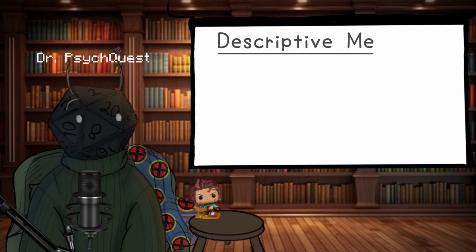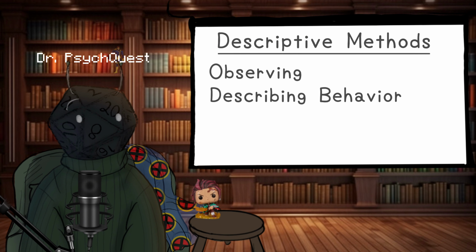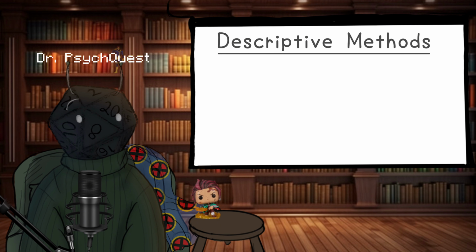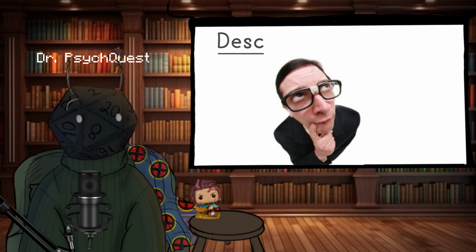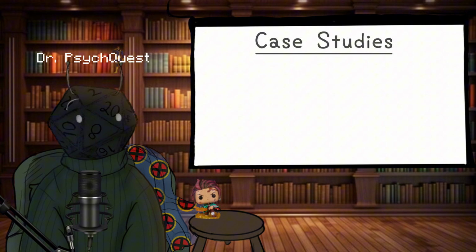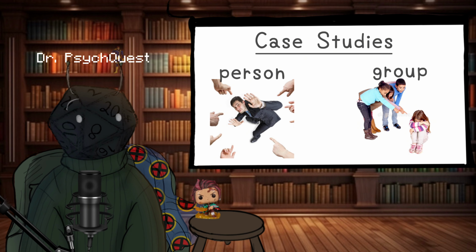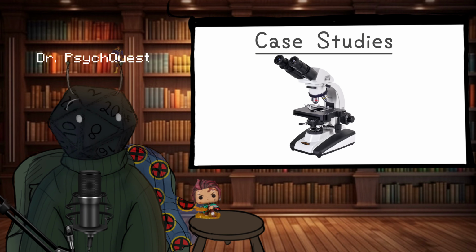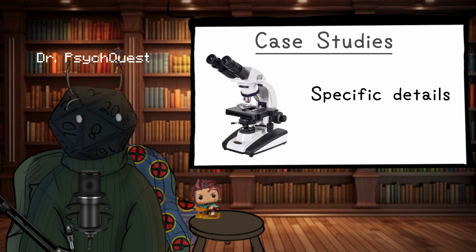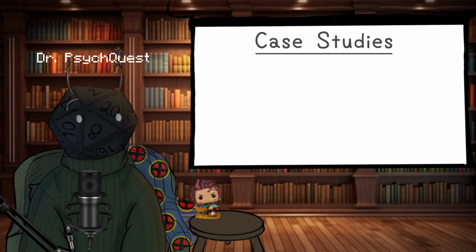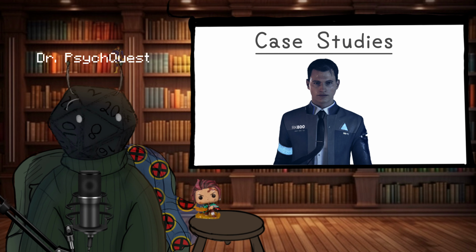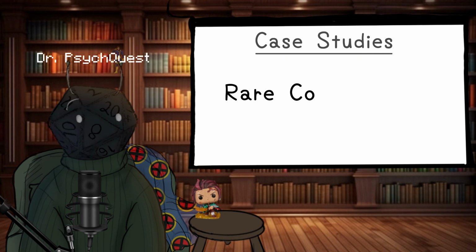First up, descriptive methods. These are all about observing and describing behavior. They're great for getting a snapshot of what's happening without worrying about the why. Take case studies, for example, which are kind of like an in-depth investigation of a singular person, group, or event. It's like zooming in with a microscope to explore specific details that might not be visible in larger studies. Just imagine you're a detective studying one person in incredible detail, like how psychologists study rare conditions to learn more. However, since it focuses on one subject, it may not apply to everyone.